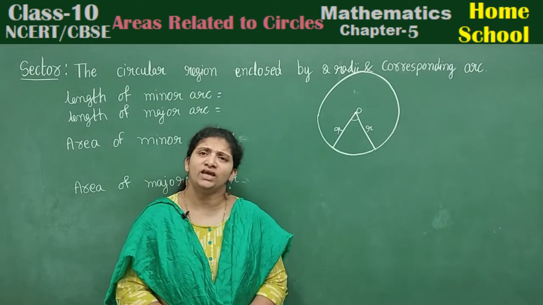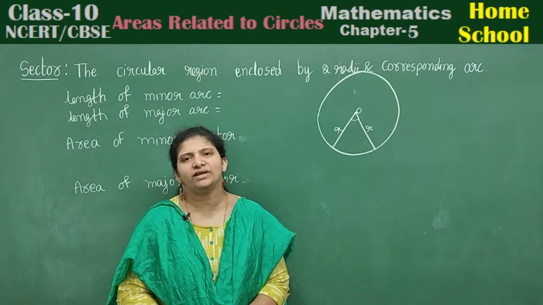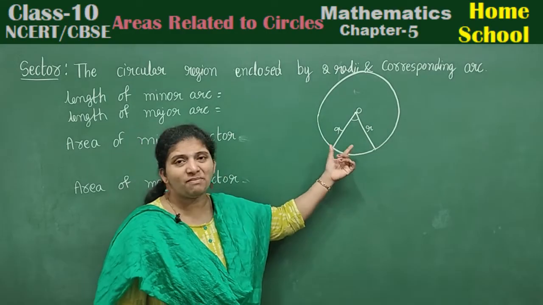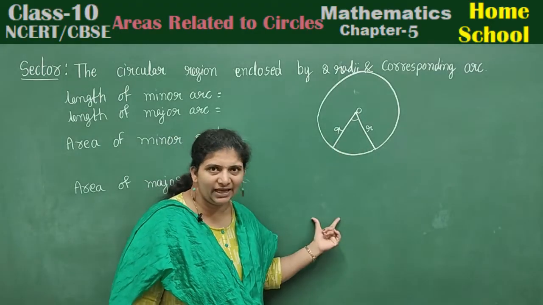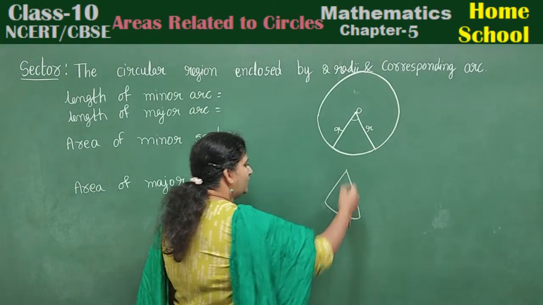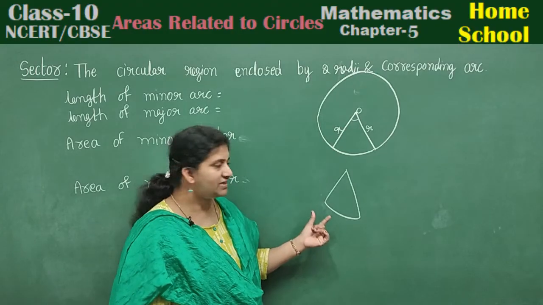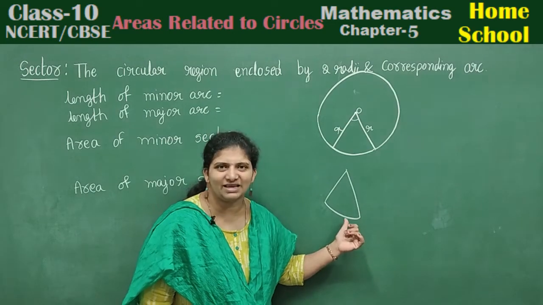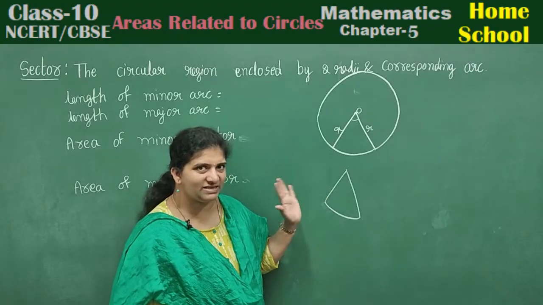Sector. When we go to Pizza Hut, what can you see there? Pizzas, cut in the form of slices. You can imagine this is a pizza and one piece is taken out. This is a pizza slice. How does it look? It can be seen as 2 radii and an arc. So we call this a sector. The best example for a sector is a pizza slice.